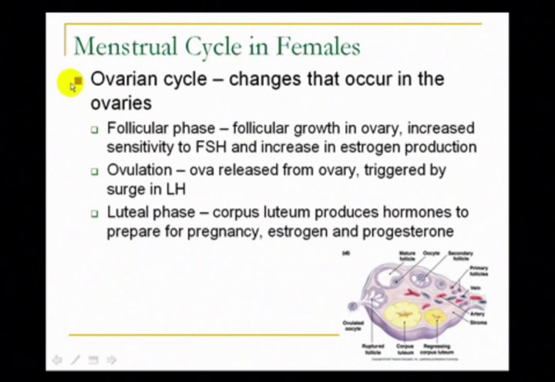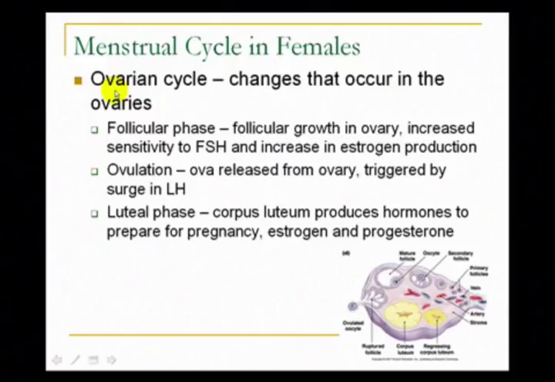So what we're going to talk about in females, the hormones are a lot more complicated in females. And we're going to talk about changes that happen. You all know that females have a monthly cycle that occurs, and we call this the menstrual cycle. There are cyclic changes that occur over and over each month. There are changes that occur in the ovaries, which we call the ovarian cycle, and then there are changes occurring simultaneously in the uterus, called the uterine cycle.